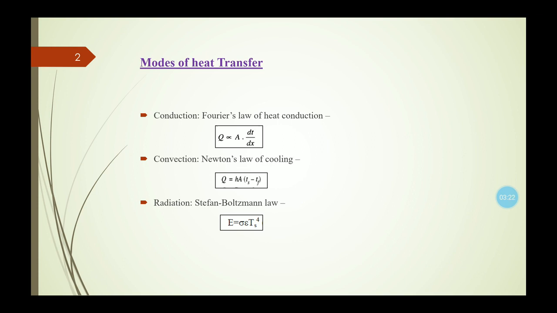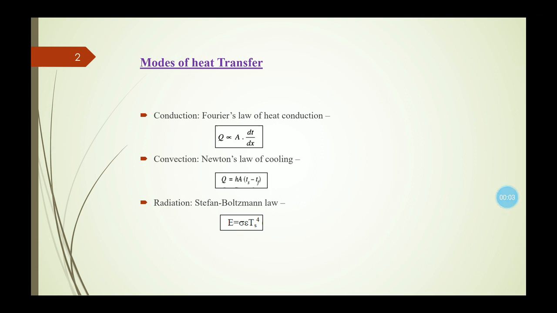So where are we getting this minus sign from? There is a physical significance of this minus sign: the temperature gradient dT/dx is always negative along the positive x direction. That's why we put a minus sign, so that the final value of Q, that is the heat flow through the body, becomes positive. So this was the physical significance, or the reason behind putting the minus sign in Fourier's law of heat conduction.